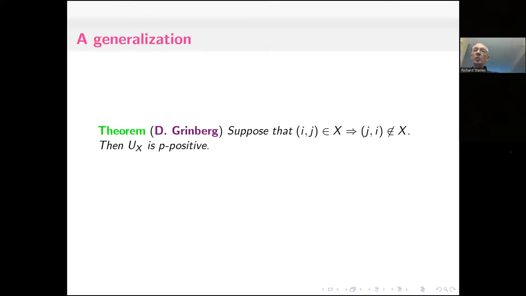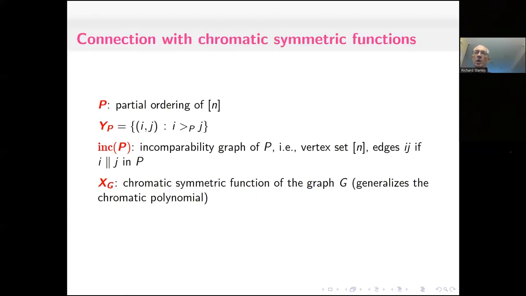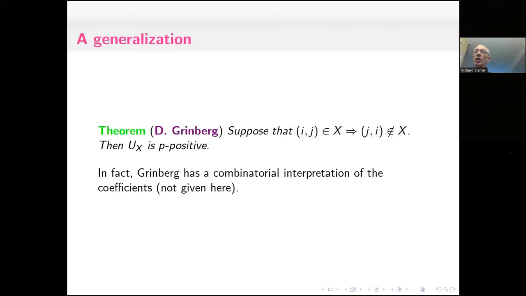Now, Dari Grinberg has generalized this. He has shown that if X is the property that when IJ is an X and JI is not an X, then UX is still P positive. And he has a combinatorial interpretation of the coefficients, but it's somewhat more complicated, and I will not give it here. But I should say it's not true in general that the coefficients of UX are P positive.